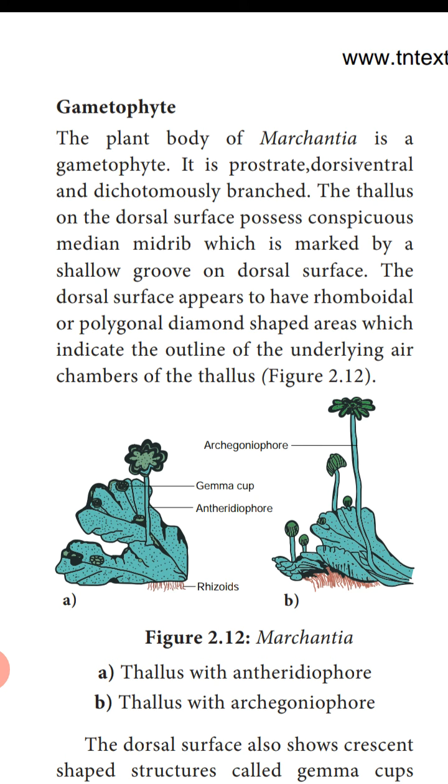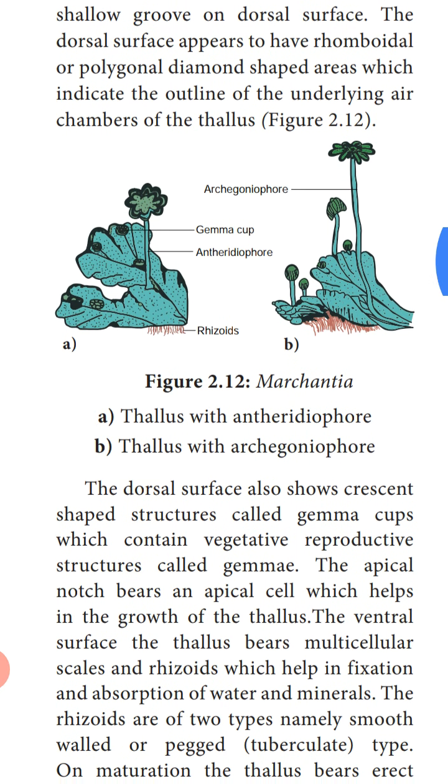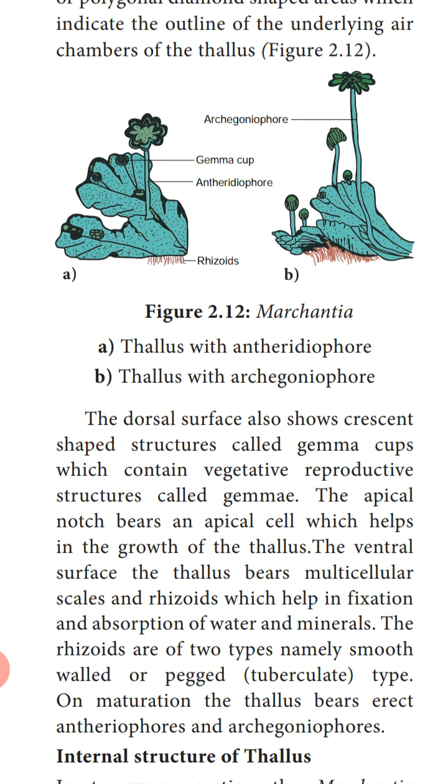The dorsal surface appears to have rhomboidal or polygonal, diamond shaped areas which indicate the outline of the underlying air chambers of the thallus. So here you can find that on the dorsal surface the air chambers are also present. The dorsal surface also shows crescent shaped structures. They are called the gemma cups, which contain vegetative reproductive structures called the gemma. On the dorsal surface you can find some cup like structures. They are called the gemma cups, which are a means of vegetative reproduction. These gemma cups contain the gemma.